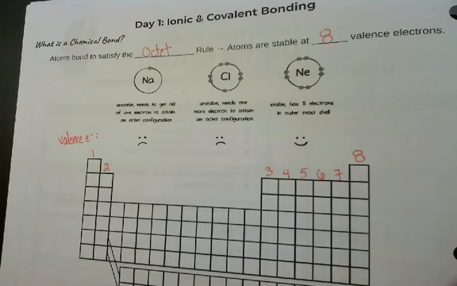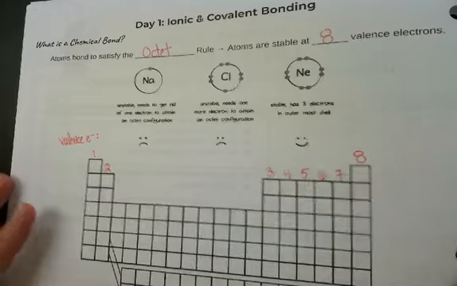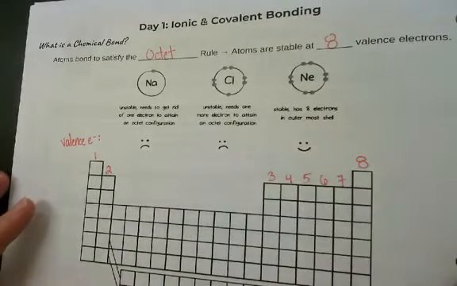Now, we can get to 8 in one of 2 ways. Either our elements can lose an electron, the valence shell that they're currently at goes down to 0, and then the energy level right below it becomes their new valence, and that's already at 8. Or they can gain electrons to get up to 8 at their current energy level.